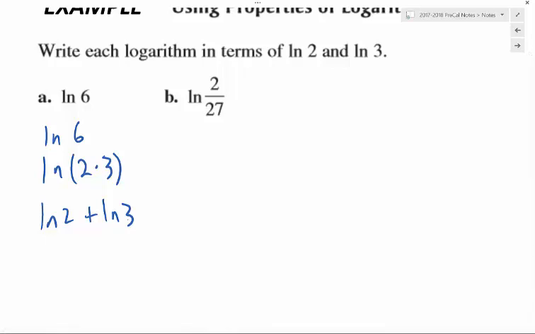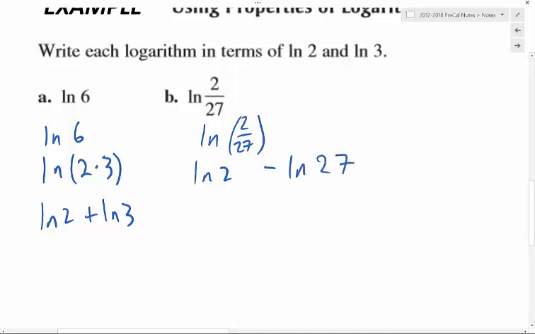On the next one, I have a quotient. This is a quotient property. So the natural log of 2 over 27, well, I've got 2. That works for me. But let's break it apart: natural log of 2 minus the natural log of 27. But I need to get that 27 down.